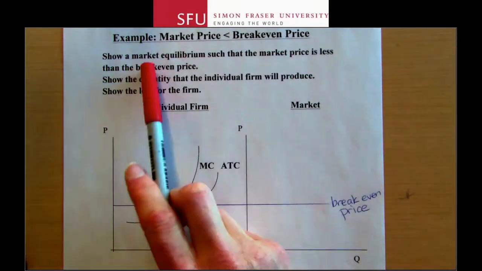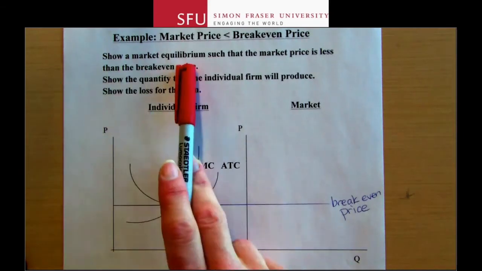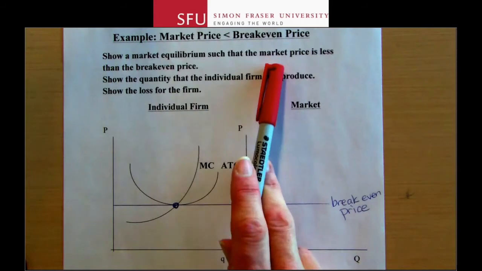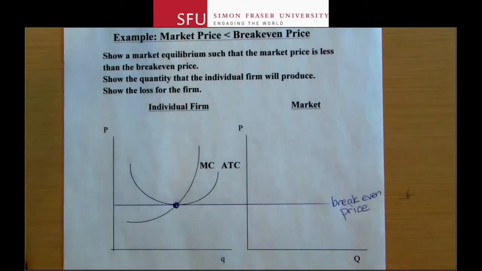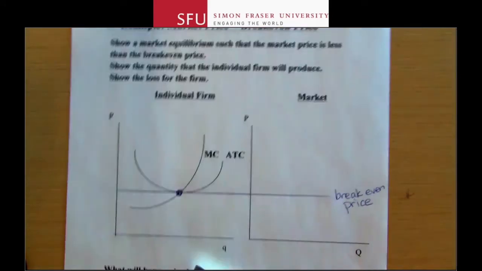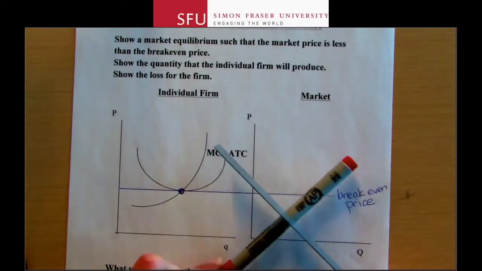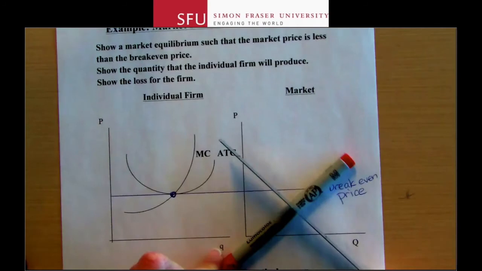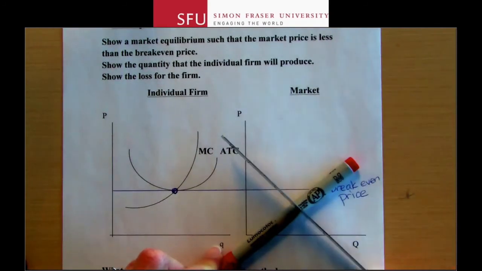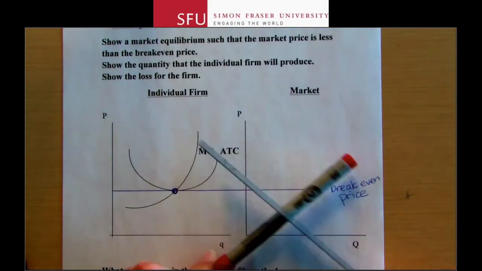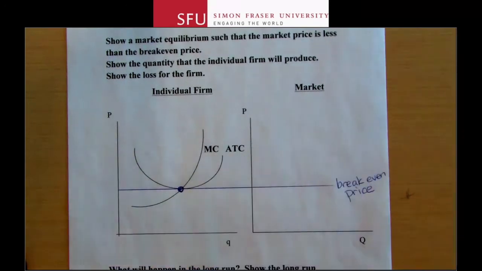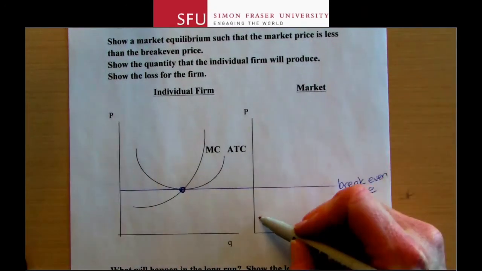All right, so what it says again is show a market equilibrium such that the market price, so in other words, the equilibrium between the supply curve and the demand curve, has to be less than this break-even price. So what you want to draw over here then is the supply and demand curve where the equilibrium is below that line. Doesn't matter where over here, but as long as the equilibrium is below that line.